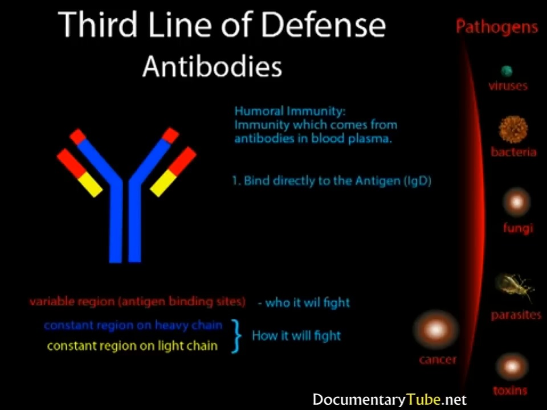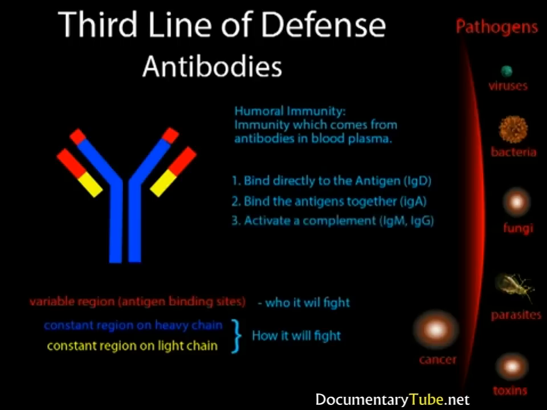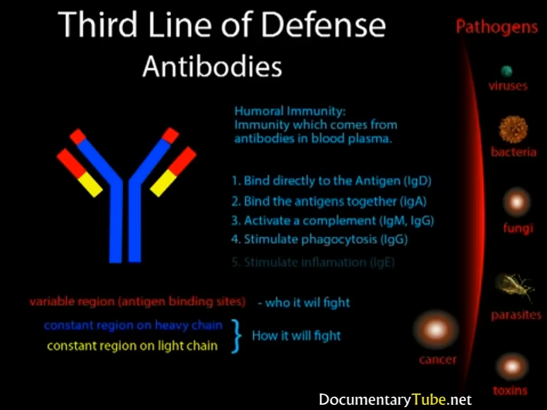One, they could bind directly to the antigen. This would be the job of immunoglobulin D. They can bind the antigens together, and that would be immunoglobulin A. They can activate complement, that'd be the job of immunoglobulin M, but scientists have found that immunoglobulin G can do this as well. They can stimulate phagocytosis, this would be immunoglobulin G's job, and they could stimulate inflammation, and that would be immunoglobulin E.